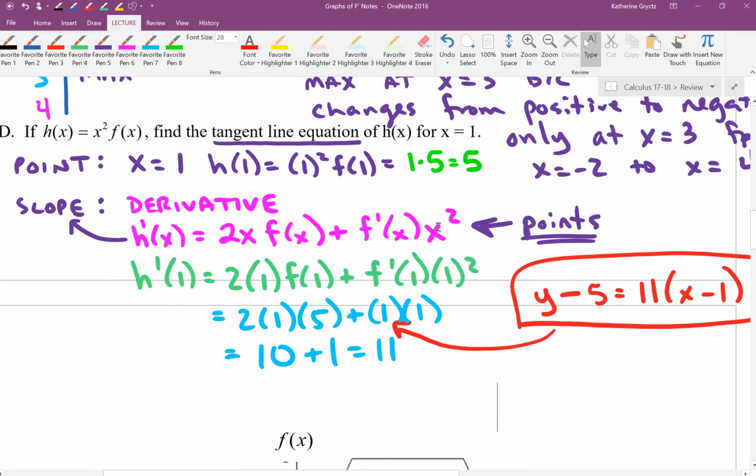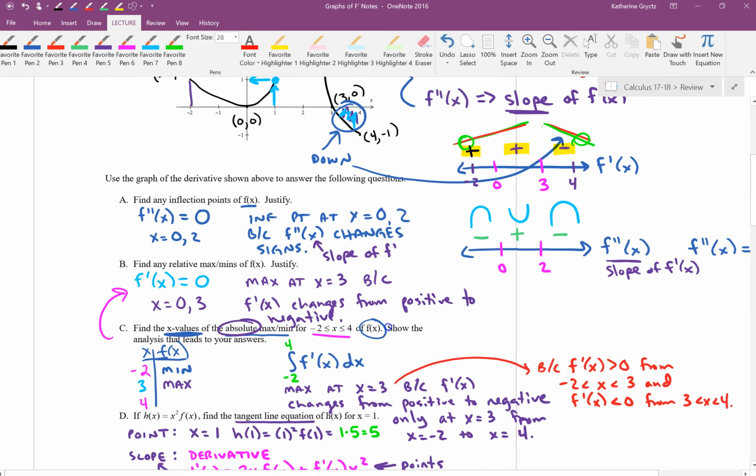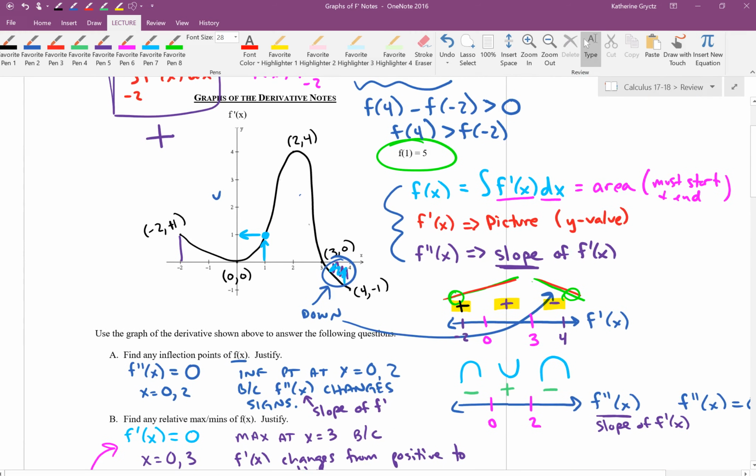Okay, so we're going to move on to the second problem here. But just as a note as you go back through, these questions are difficult because people want to look at the picture and answer the questions.